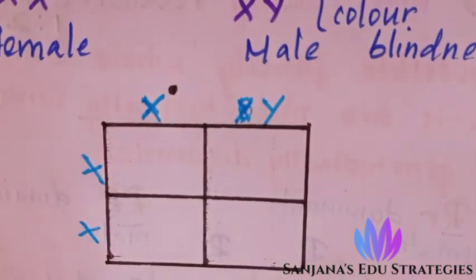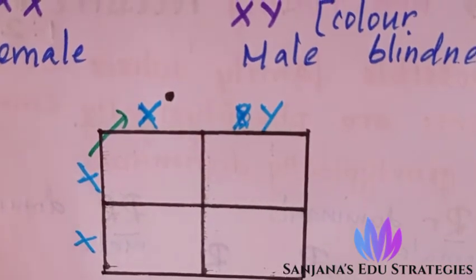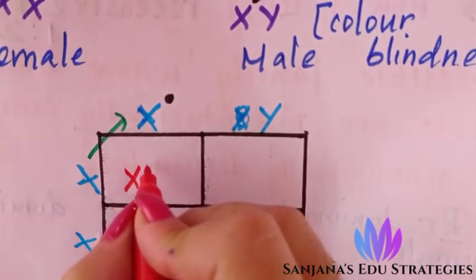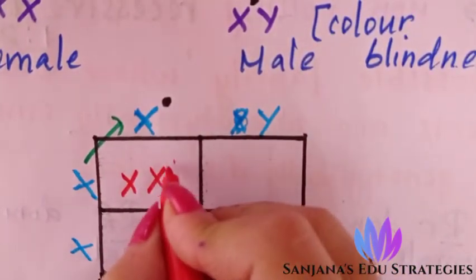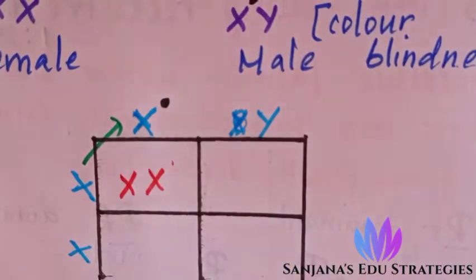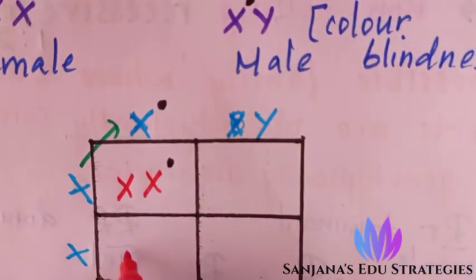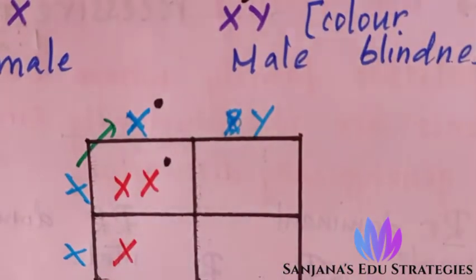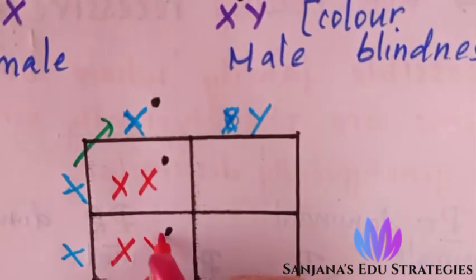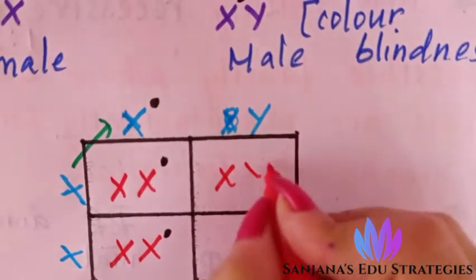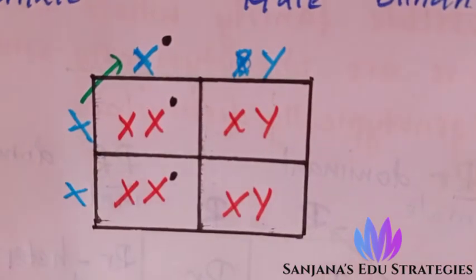Now we have to cross this, in this direction. First you write X, then X carrier. I am denoting the carrier with another color. Next X, again X carrier. Again XY. This is how we will get after crossing.